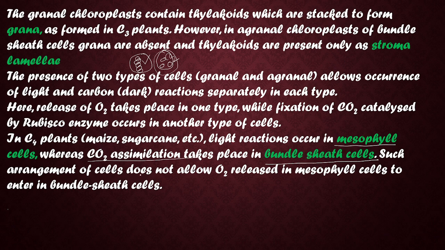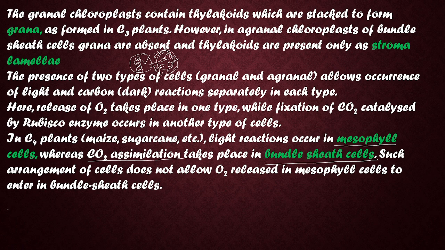Such an arrangement of cells does not allow the oxygen released in mesophyll cells to enter the bundle sheath cell, because bundle sheath cells are impervious to gases. They do not allow any oxygen into the bundle sheath cell. So the wasteful process of photorespiration can be stopped by this mechanism. So C4 plants are more evolved than C3 plants because of this mechanism.